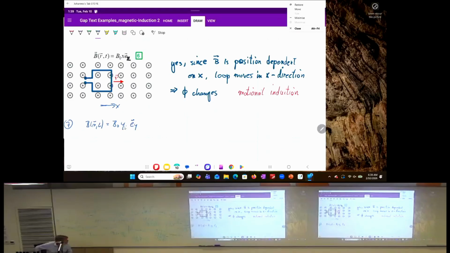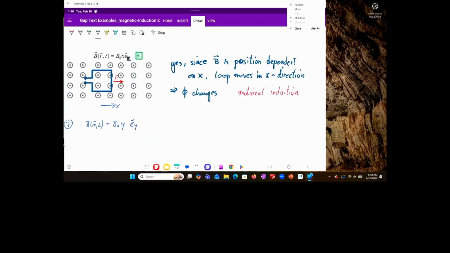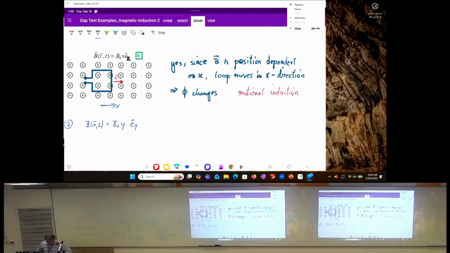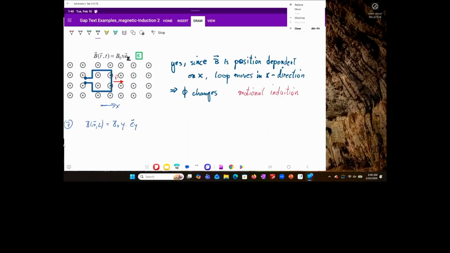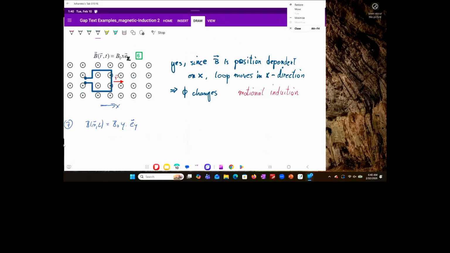So the y direction would be upward here. Then we see that the B field is not causing any flux through the loop, and hence even though it is changing, it does not have an impact.